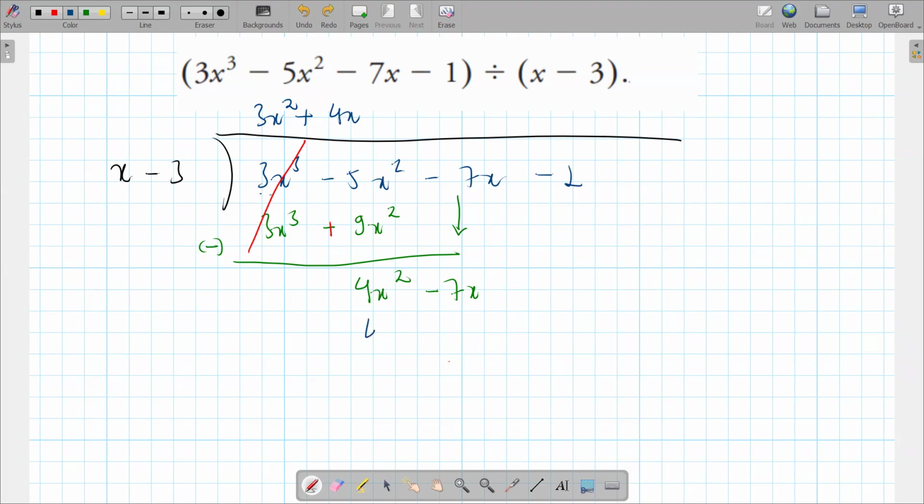So that's going to be 4x squared minus 12x. Long division, we subtract. This cancels out. This becomes a plus. So now you have 5x left over. We cancel something, we're allowed to bring the next guy down. -1. Okay, x times something is 5x. What is it? 5.